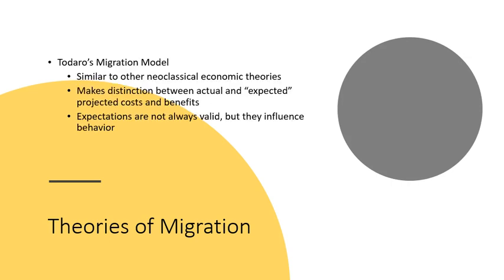Todaro's migration model, also similar to other neoclassical economic theories, but makes an important distinction that people are not always working with perfect information. We're always making calculations based on what's expected in terms of costs and benefits, but those expectations may be shrouded in misunderstanding, in which case we can miscalculate, and that can lead to some bad decisions, even when they're not warranted. So even acting rationally, people can make bad decisions.